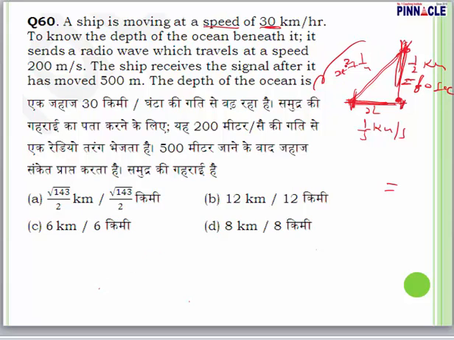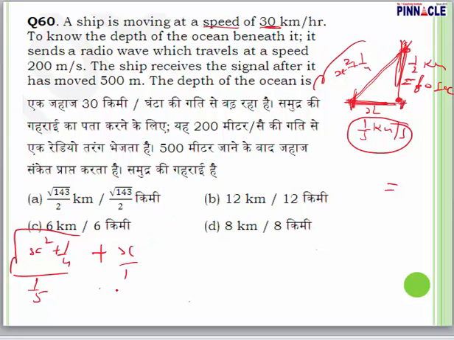total distance, this total distance, you can say root of x square plus 1/4, divided by the speed of signal, 1/5 kilometer per second, plus x by 1/5 kilometer per second. So this is the distance divided by speed of this radio wave. We will have total time. Distance divided by speed, that we will have total time, which is equal to 60 second.